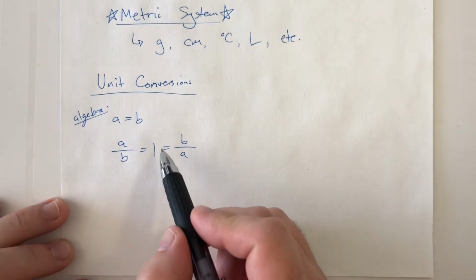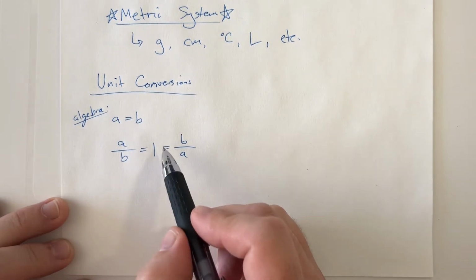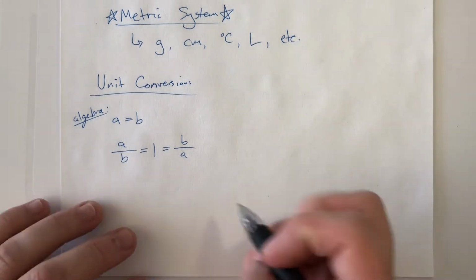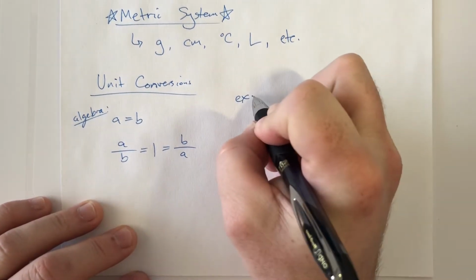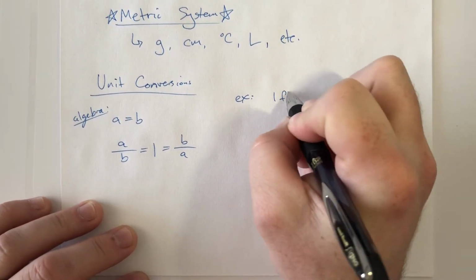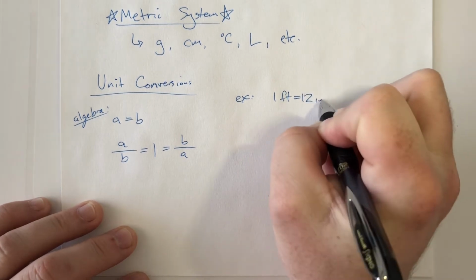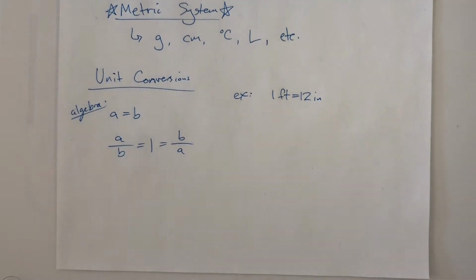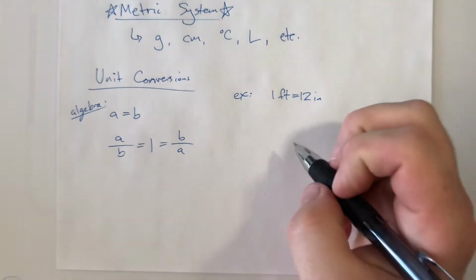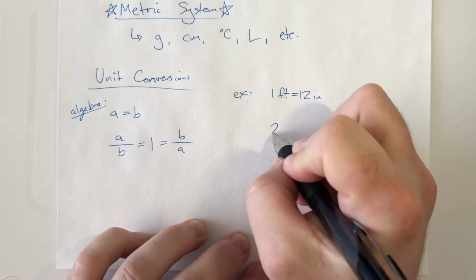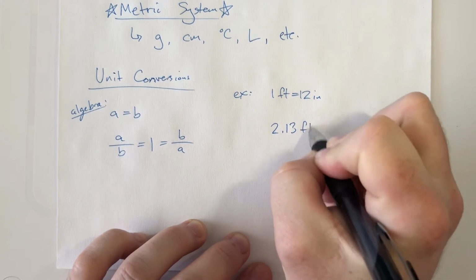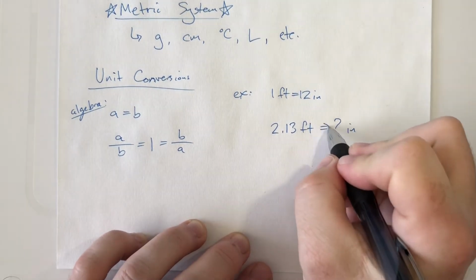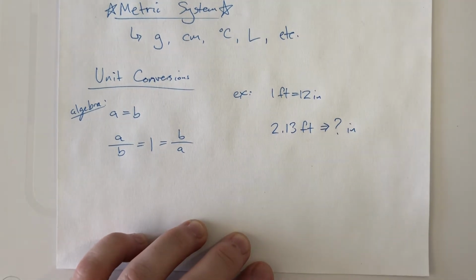Anytime you multiply anything times 1, it doesn't change. So we can use the same logic with unit conversions. So for example, 1 foot is equal to 12 inches. Okay, so if I say that I've got 2.13 feet, and I want to know how many inches is that. Okay, I'm converting from feet to inches.